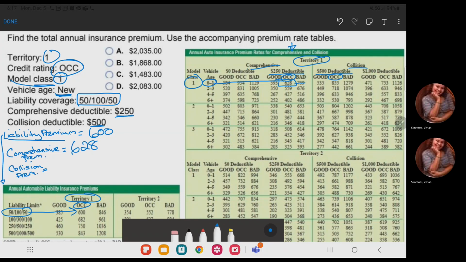And then I go over to collision. I have 855. So when I sum those up, I end up with $2,083. So you have to add in order to get the premium.